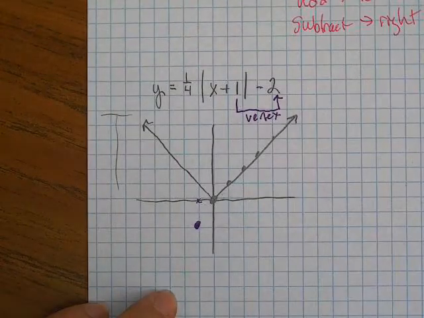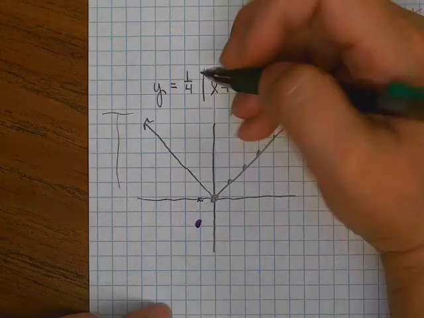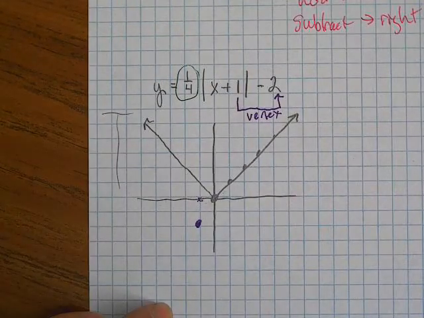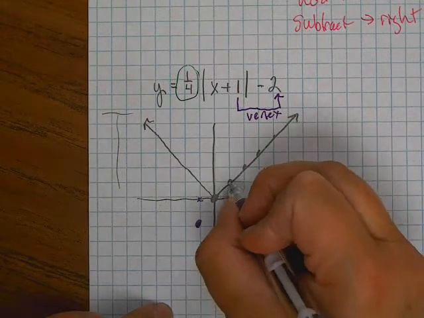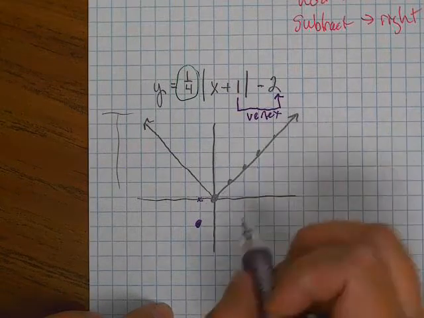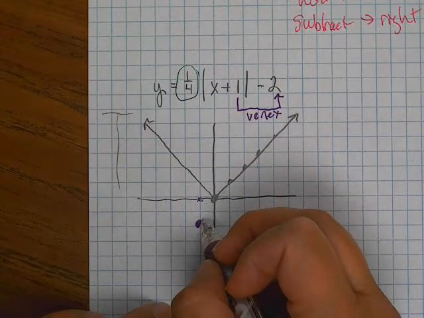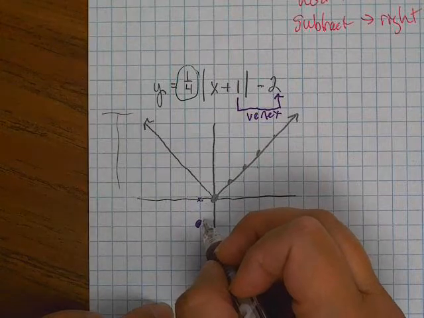This number is going to change the graph by making it wider. So on the parent function, I went over 1, up 1, over 1, up 1, over 1, up 1. This time I'm not going to do that. I'm going to go over a fourth. I'm sorry.